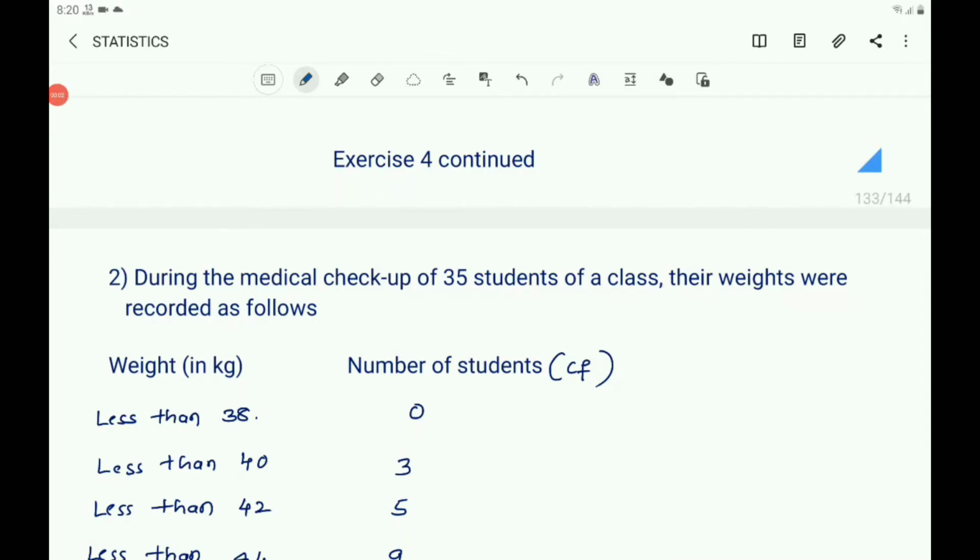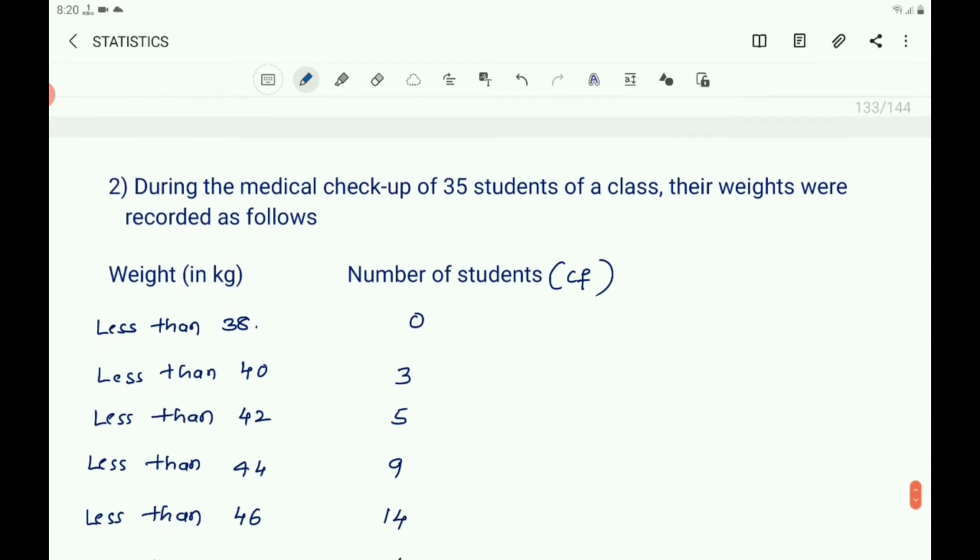Children, let us continue the chapter Statistics. It is a continuation of exercise 4 of the chapter. The second question: during the medical checkup of 35 students of a class, their weights are recorded as follows.